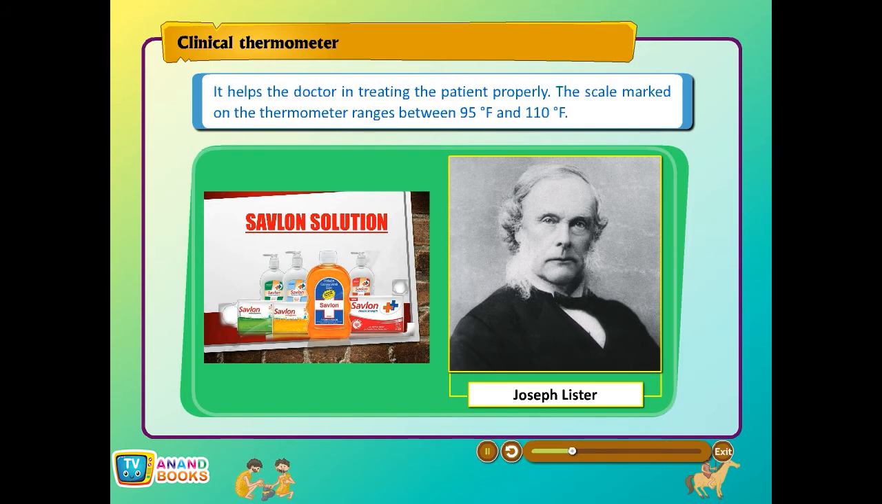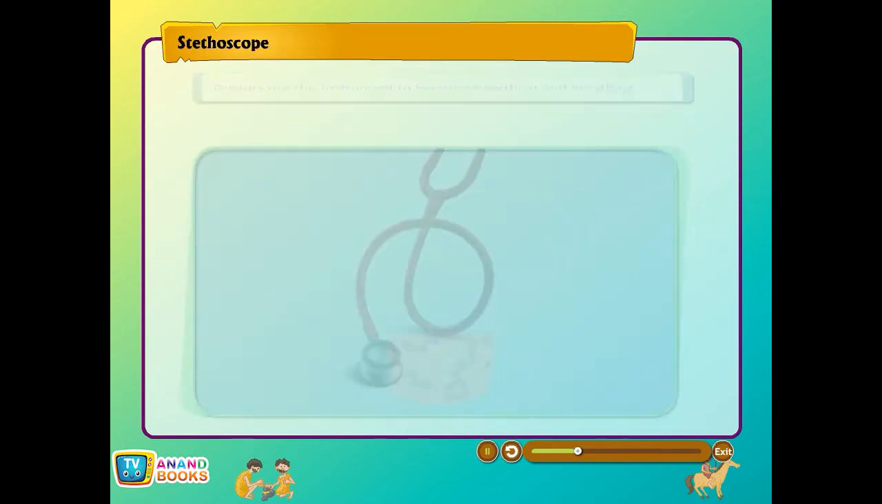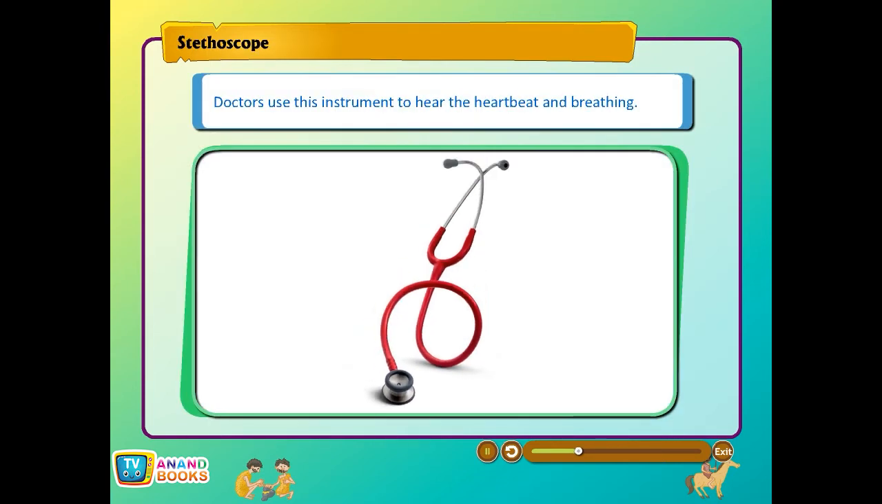The scale marked on the thermometer ranges between 95°F and 110°F. Some thermometers have both Fahrenheit and Celsius scales. Today both analog or mercury and digital thermometers are available. Stethoscope. Doctors use this instrument to hear the heartbeat and breathing.